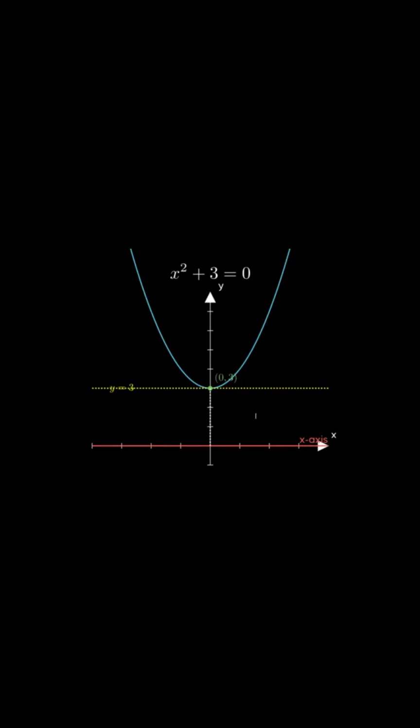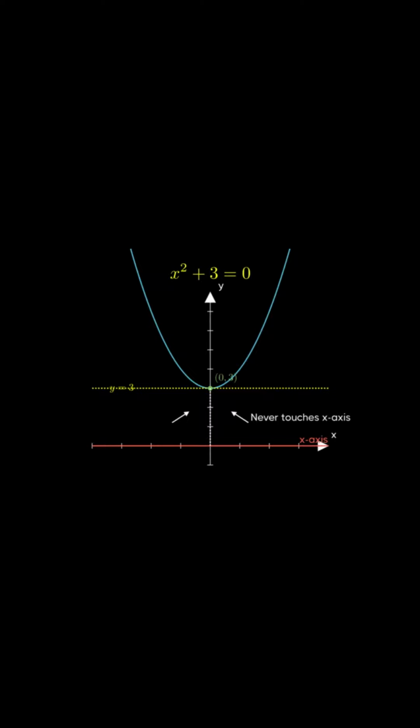The parabola never crosses or touches the x-axis because its minimum value is 3, which is greater than 0. Since it never reaches the x-axis, there are no points where y equals 0, which means there are no x values that satisfy our original equation. This geometric visualization confirms what we suspected algebraically.